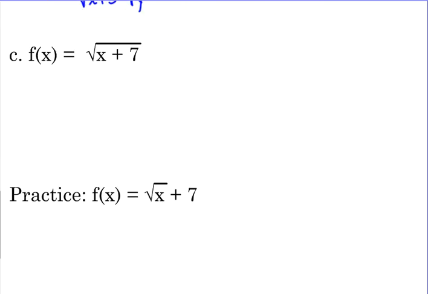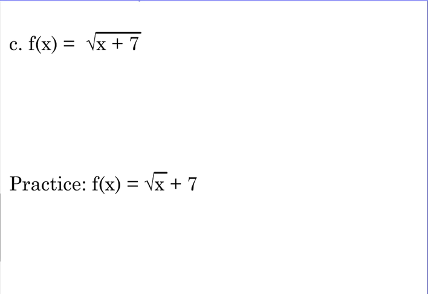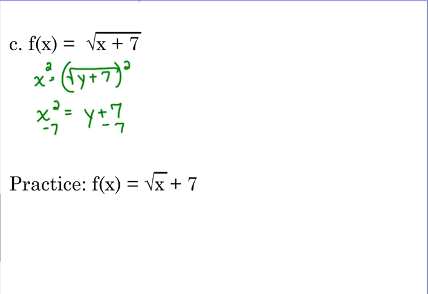Okay, let's look at a square root problem. Let's find its inverse. Alright, so x is equal to the square root of y plus 7. We're trying to get y by itself. It's under a square root right now, so the opposite of that would be squaring. So we've got x squared equals y plus 7. Then we subtract the 7 from both sides. So f inverse of x is equal to x squared minus 7.